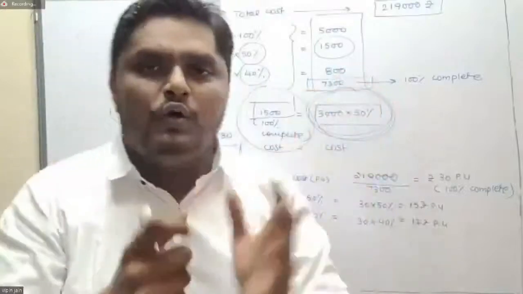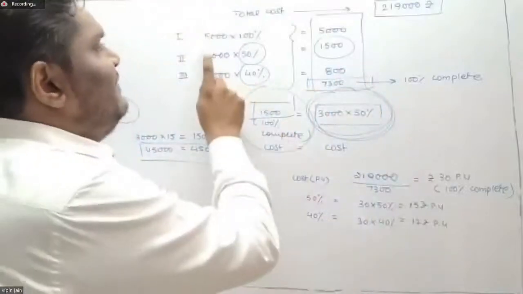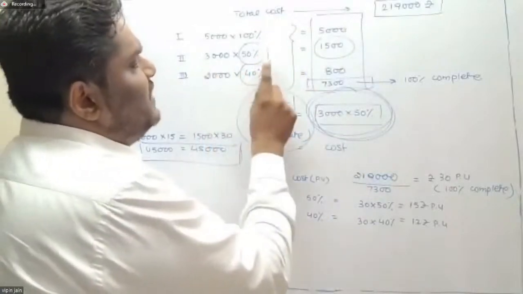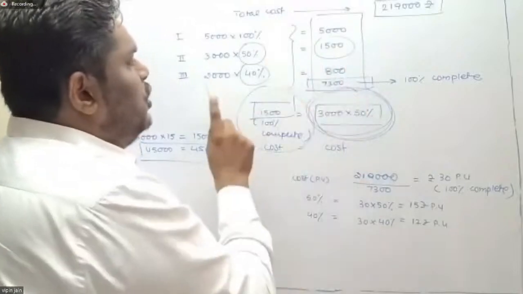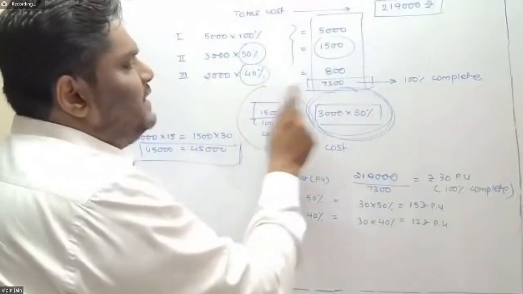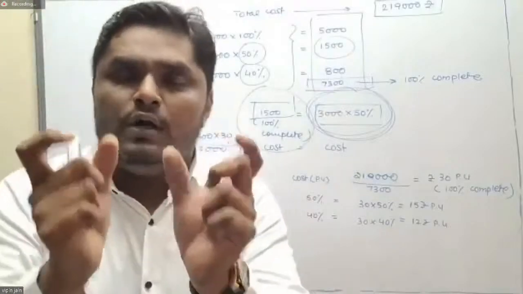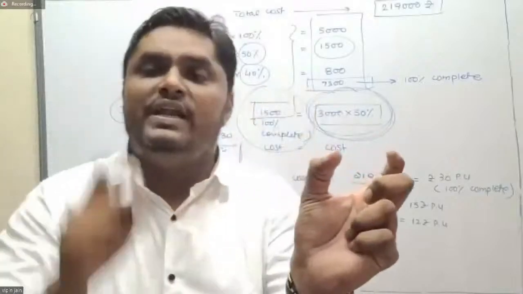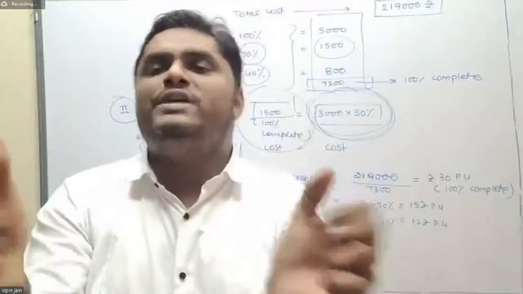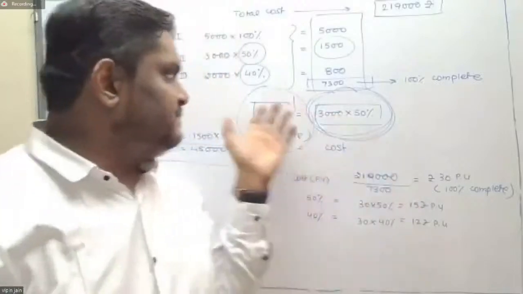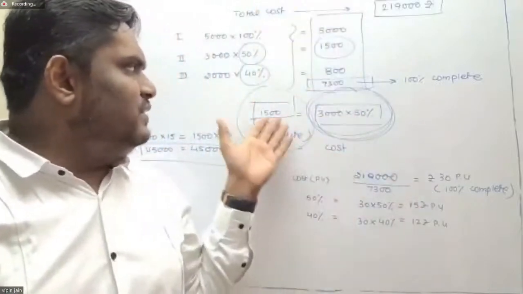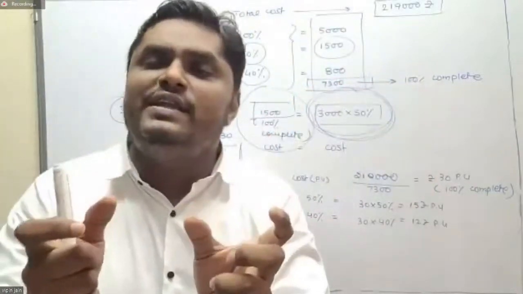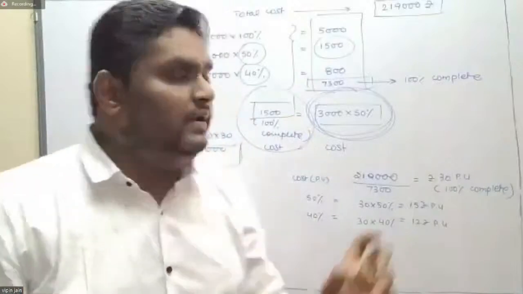When talking about how to calculate equivalent number of units, see, 5000 units that are 100% complete is 5000. 3000 units which are 50% complete will be 1500. 2000 units which are 40% complete will be 800. It means whatever the cost that is incurred for 2000 units which are 40% complete will be equal to 800 units which are 100% complete. So if you guys have any doubts, this is how we calculated the equivalent number of units, that is 7300 units which are 100% complete.